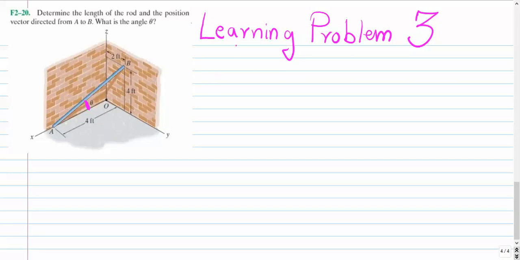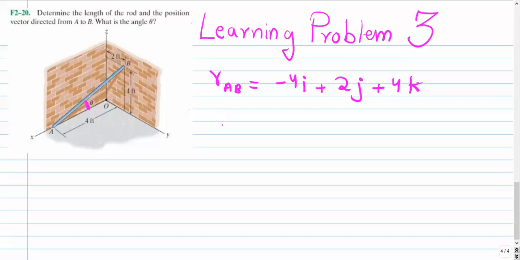So let's get started by first writing down the position vector or the length vector r from A to B. So r from A to B is going to be -4 in the x direction, -4i, since it's towards the negative x direction, plus 2 feet in the y direction, plus 4 feet in the z direction.